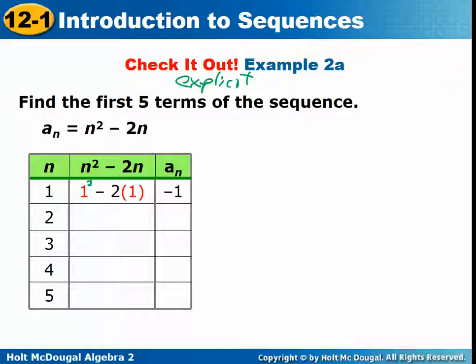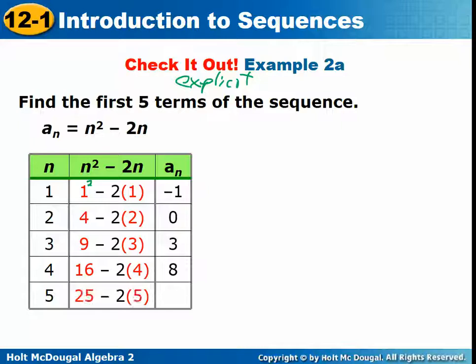Then we use 2 for n, so we have 2 squared, which is 4, minus 2 times 2. 4 minus 4 is 0. And then we use 3 for n, and we get 9 minus 6. 9 minus 6 is 3. And then we use 4 for n, so we have 4 squared, which is 16, minus 8. 16 minus 8 is 8. And then we use 5 for n, and we get 25 minus 10, which is 15. So this has generated our first 5 terms of the sequence.